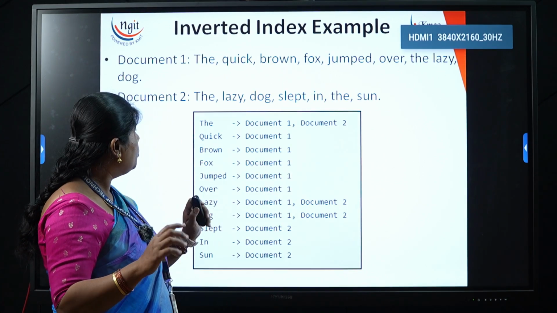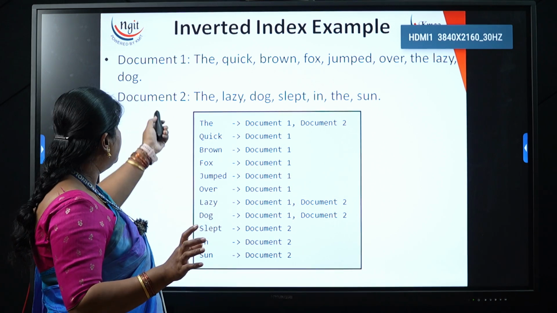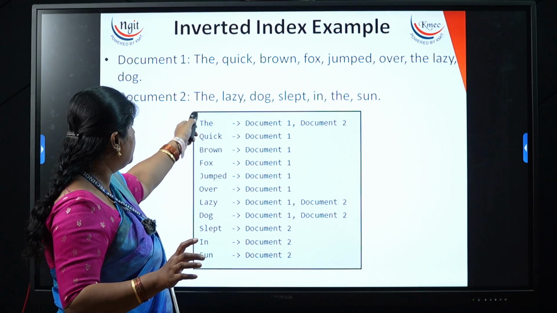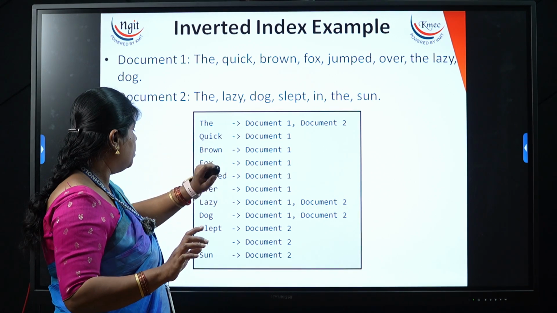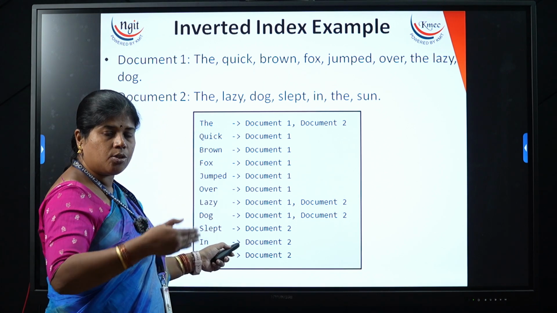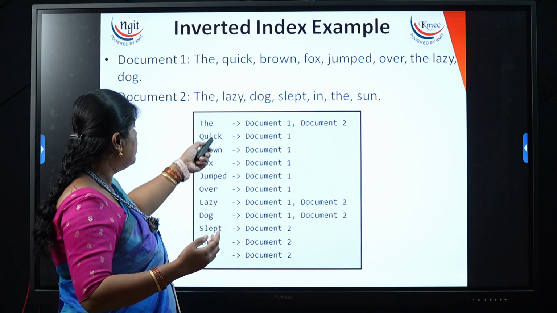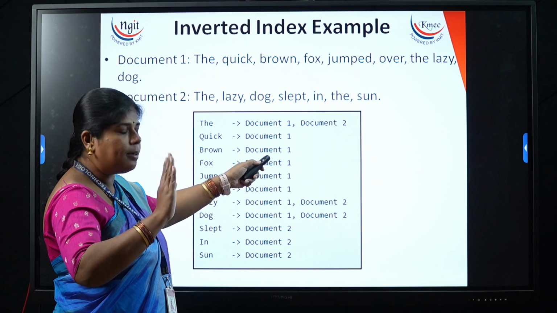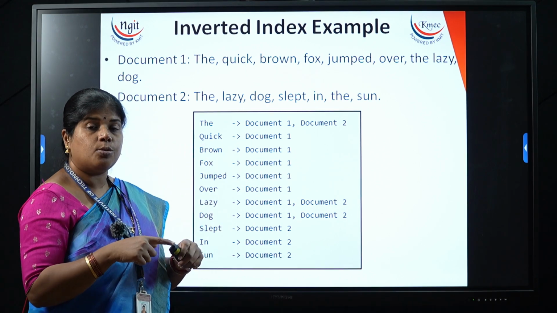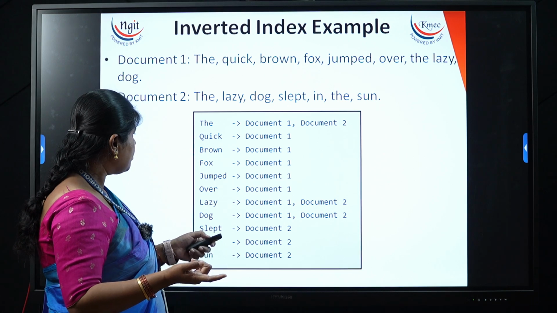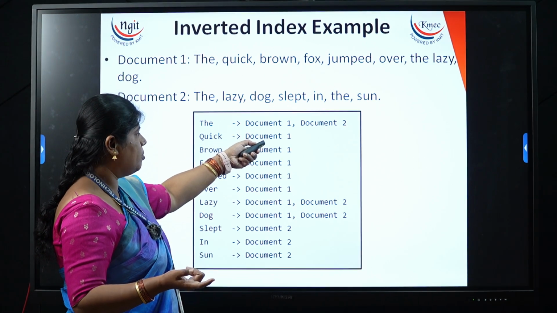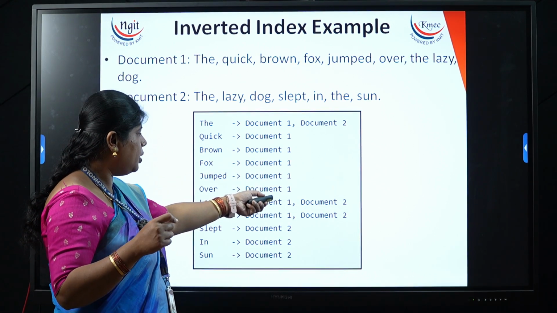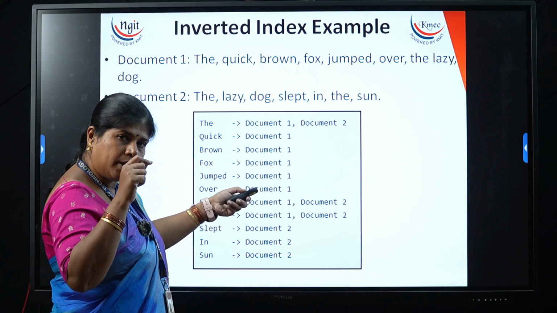Now how are we forming the index? Listen, in document 1 I have 7 to 8 terms, and in document 2 I have 6 terms. Now I will make a list of all the terms. If a word exists in document 1 as well as document 2, I should do that mapping. This data structure is known as an inverted index. Quick exists only in document 1, so note it under document 1. Over also exists only in document 1, so I will note it as document 1 only.